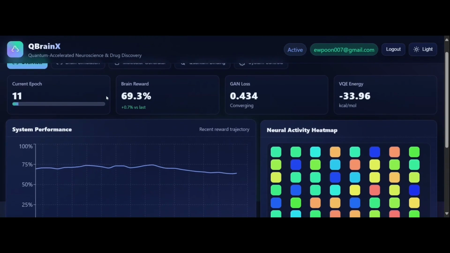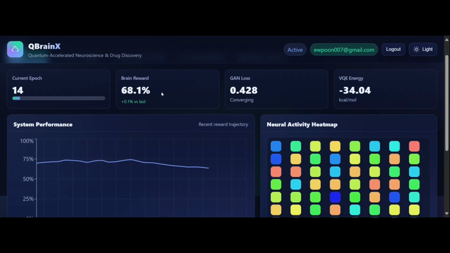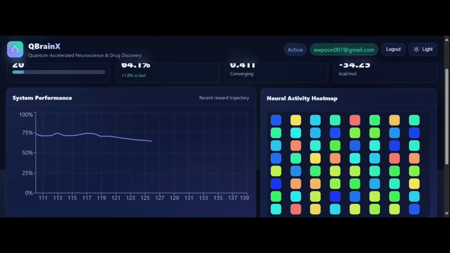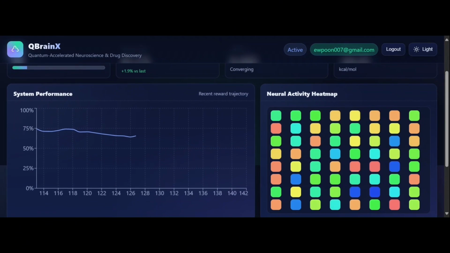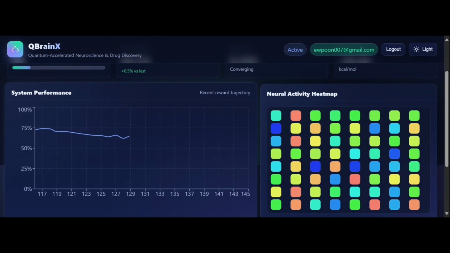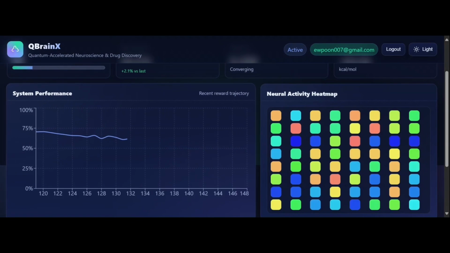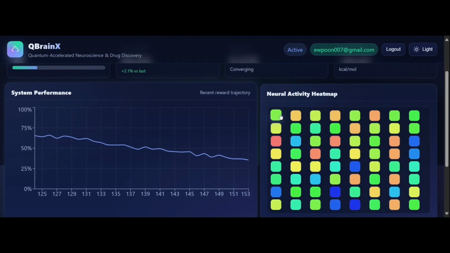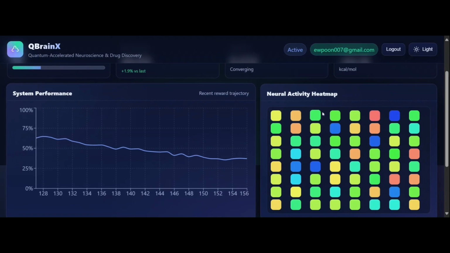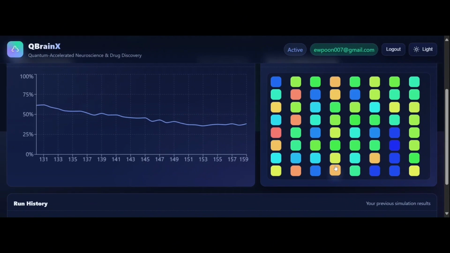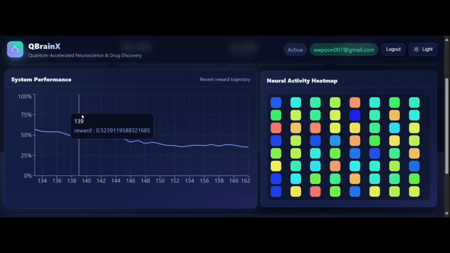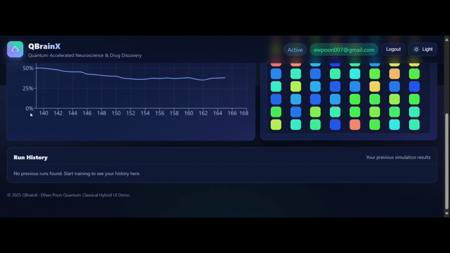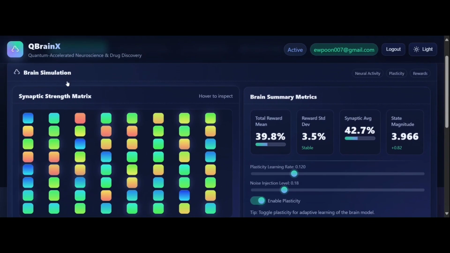So let's go back to our dashboard, and we can see our current epoch, our brain reward, our GAN loss, and our VQE energy, as well as our neural activity heat map. And essentially this heat map is a visualization that shows the firing patterns and the activity levels of the different brain regions during the quantum brain simulation. So if you hover over these different ones, it tells you the specific strength, and the colors correspond to the strength that it's experiencing. And you can see the system performance being modeled and it updating in real time during each of the epochs.